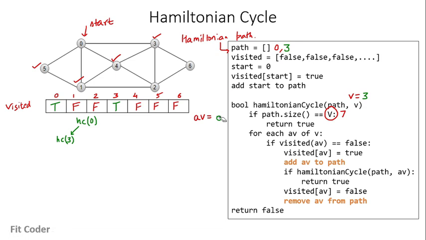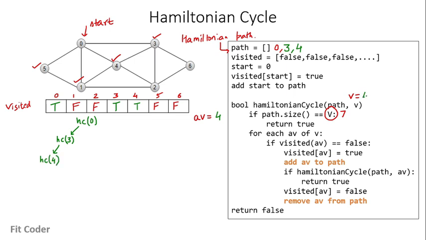Next we pick vertex 4. Visited 4 is false, so we go in this if condition. So the first step is we mark visited 4 as true. And then we add 4 to the path. And then we invoke Hamiltonian cycle for the vertex 4. So from here we are calling HC4.